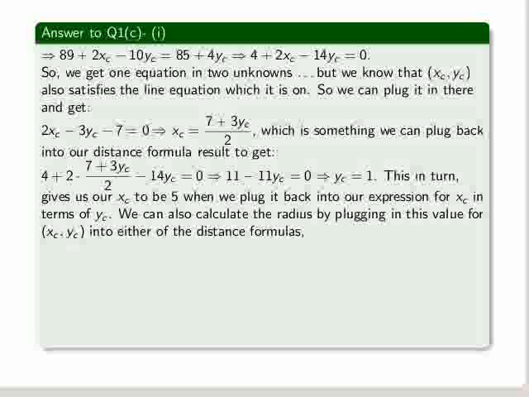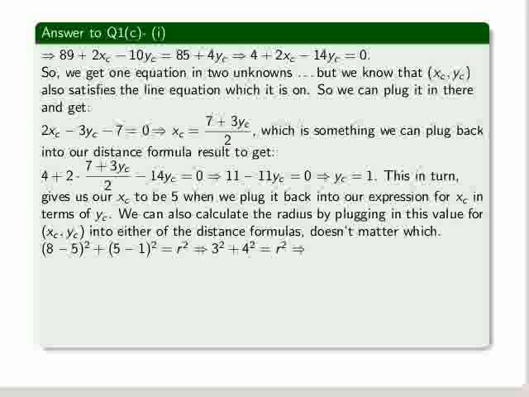We plug back into our expression for xc in terms of yc, and we can also calculate the radius by plugging in this value for xc, yc into either of the distance formulas, it doesn't matter which. So we use the first point, 8, 5, and we get 8 minus 5 squared plus 5 minus 1 squared equal to r squared. And we get 3 squared plus 4 squared equal to r squared, so we get r, the radius, being 5.